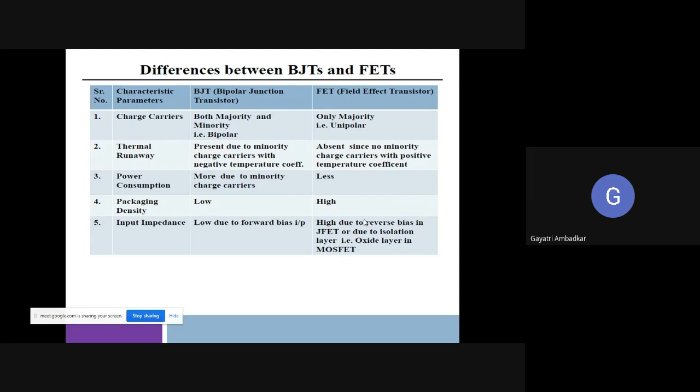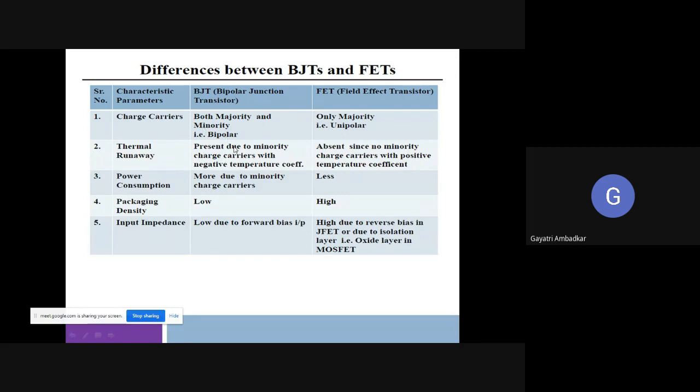So there we have observed that bipolar junction transistor consists of, or there are two types of charge carriers which take part in current conduction. So that is why it is called as bipolar junction transistor. Whereas in the FET family, there is only one type of carrier that is contributing to the current.